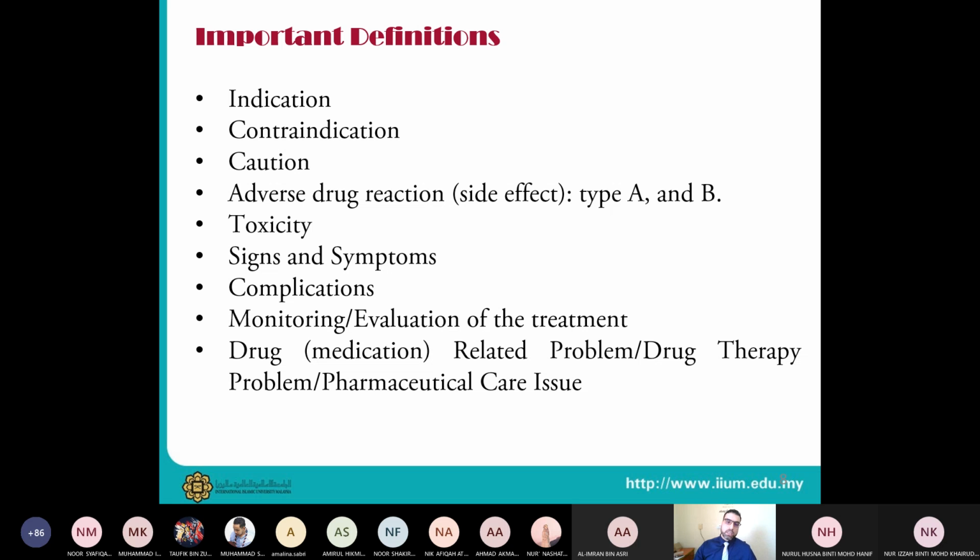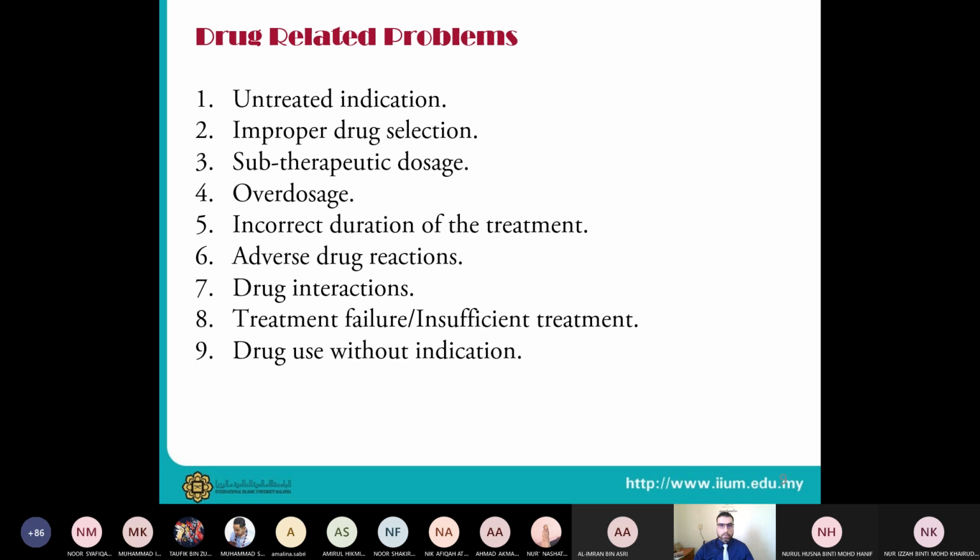Now the important point is the drug-related problems. What are drug-related problems? In fact, a drug-related problem is an event involving the drug therapy that may interfere with the desired health outcomes. Anything related to medications that interferes with your target plan for the patient's condition is considered a drug-related problem. We will see it in detail.